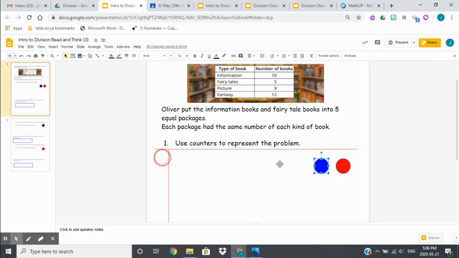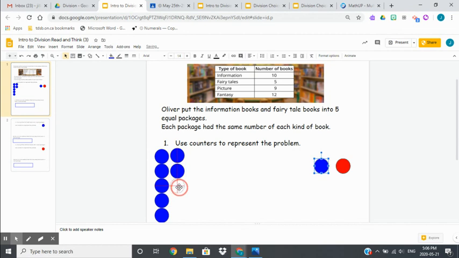So here I go. 1, 2, here's 3, here's 4, here's 5, down here, 6, 7, 8, 9, and 10. Okay, so I've got my 10 information books represented with these blue counters over here.